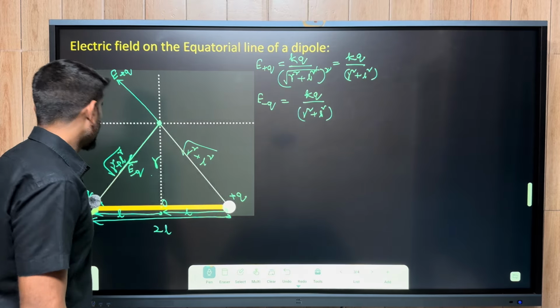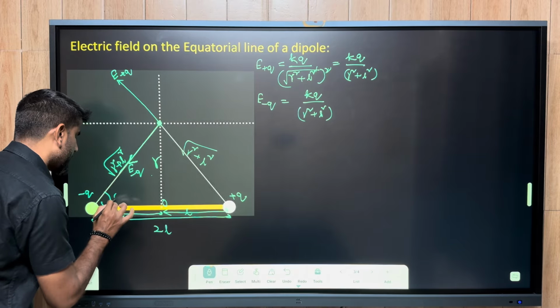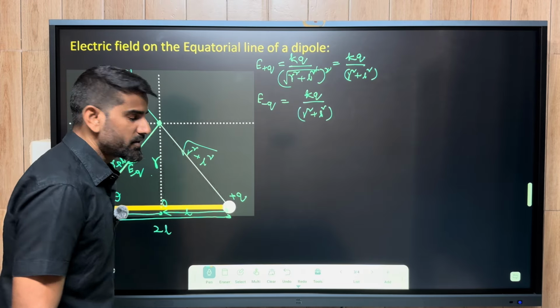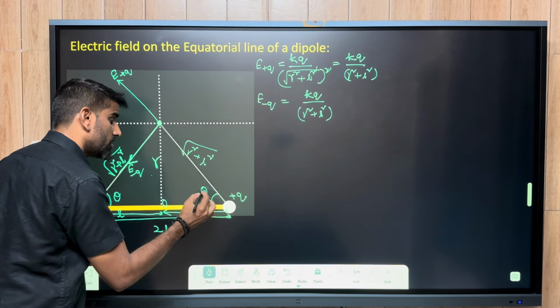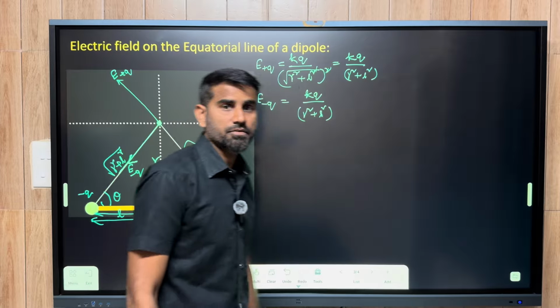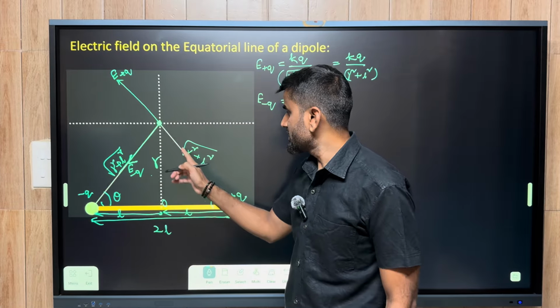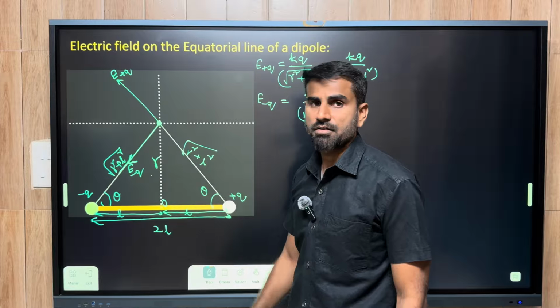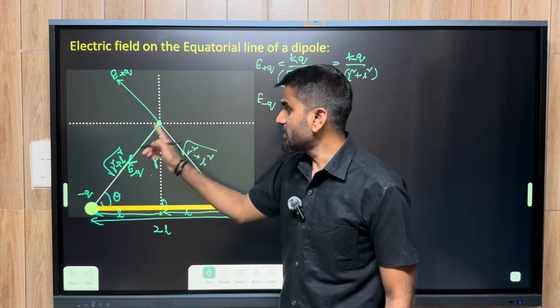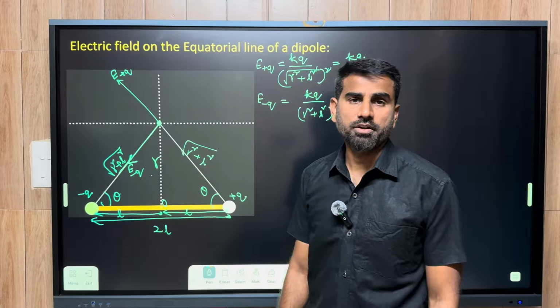Now what I am going to do is, let this angle be theta. This angle is theta, and this angle also should be theta because of the symmetry. When you look at this diagram, this length is L, this length is the square root of r square plus L square, this length is r, and this length is L, this length is r, this length is the square root of r square plus L square.